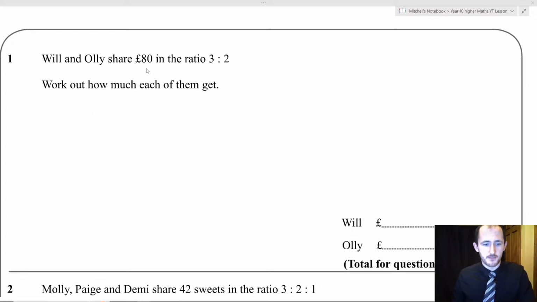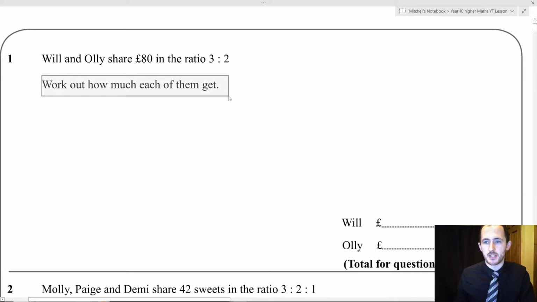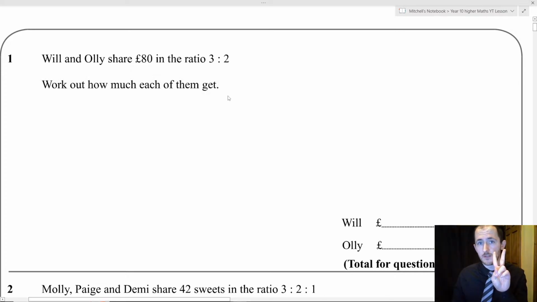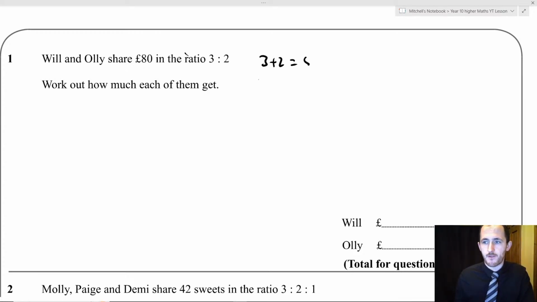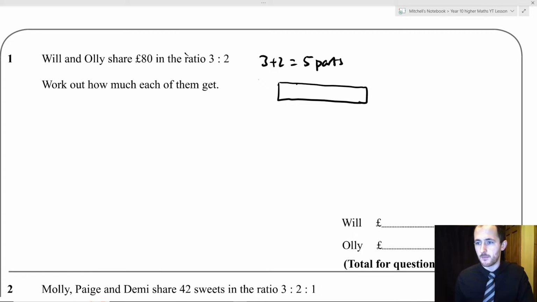So, basics of ratios. It essentially tells you how many parts people get. So, Will and Ollie share £80 in the ratio of 3 to 2. Work out how much each of them get. There are two main ways to do this. One way is to visualize it. If I do 3 plus 2, that's 5 pieces or parts in total, right? So if I want to visualize this, I can have a big bar with 1, 2, 3, 4, and 5 pieces, okay?